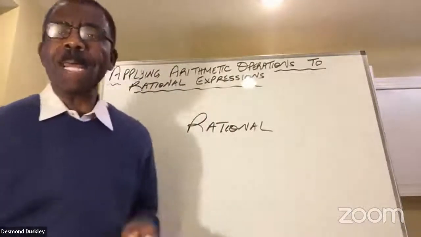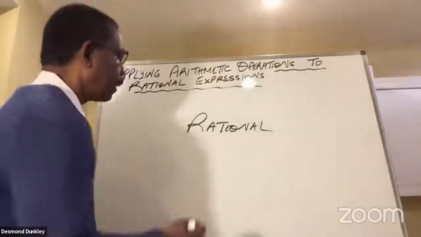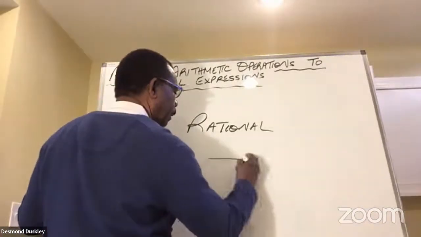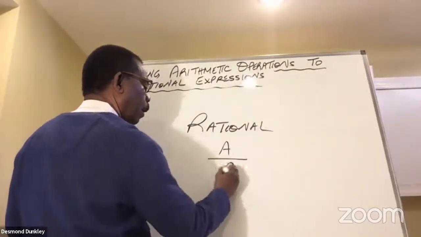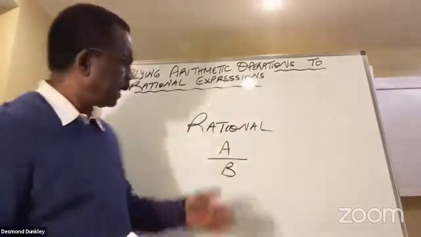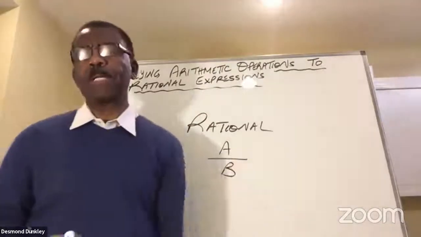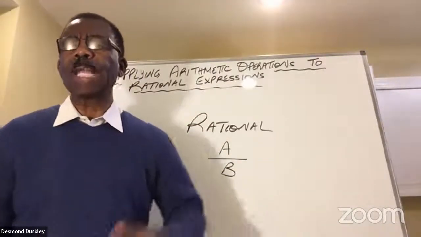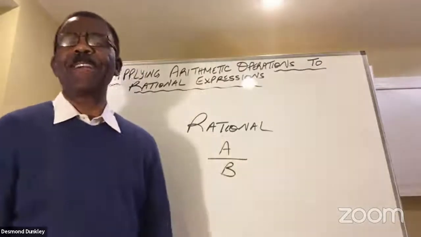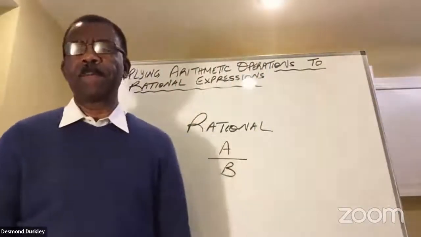All it means in math, if you have the word rational, is that you can write it as a fraction. That's all it means. It has a top and a bottom and a line separating the two. So rational numbers are numbers that can be written with a number on top and a number on the bottom.